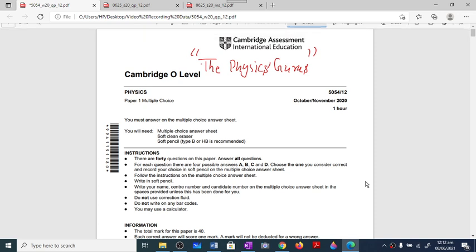So today we will discuss O-level physics MCQ paper 5054 variant 1-2 for October-November 2020. So you will learn a lot of things.